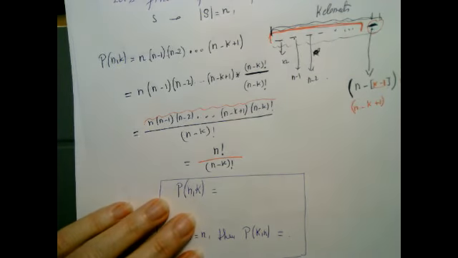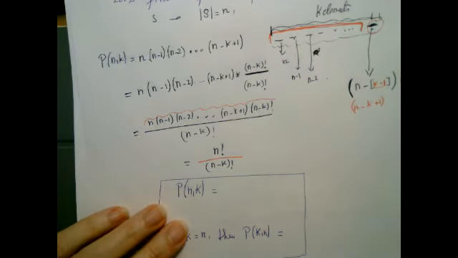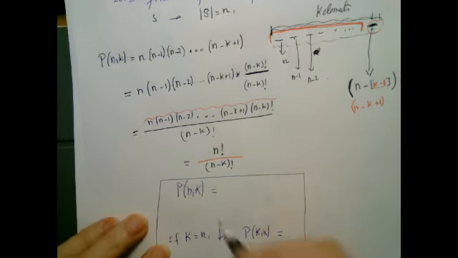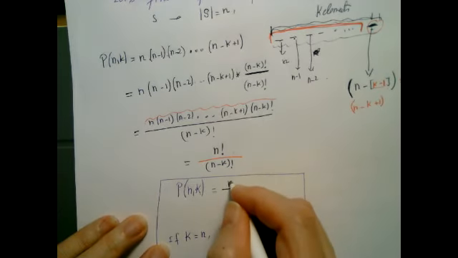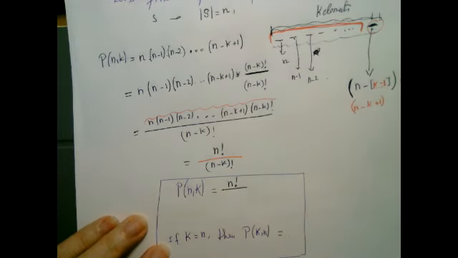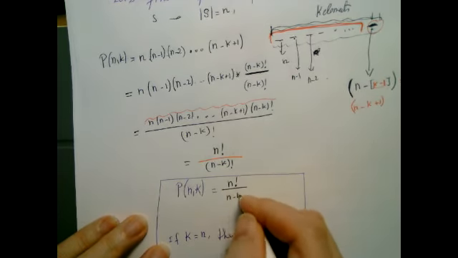This gives me the general formula for the number of ordered lists of length k out of a set of size n. So P(n,k), the number of permutations, is n factorial over n minus k factorial.